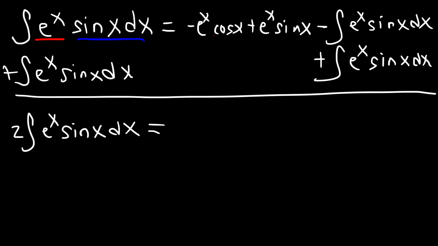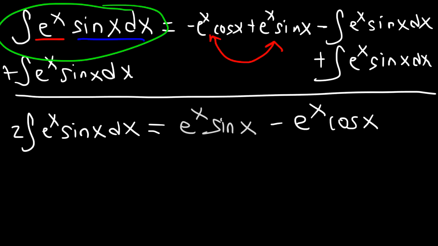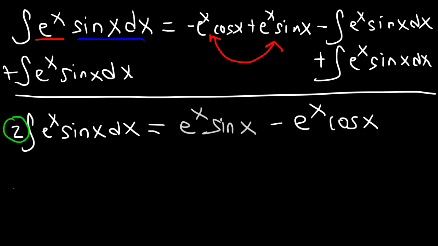Now I'm going to switch the order of these two. I want the positive term to come first. So that's equal to e to the x sine x, and then minus e to the x cosine x. In order to find the integral of this thing, we need to get rid of the 2. We need the coefficient to be 1. So what I'm going to do at this step is I'm going to multiply every term by 1/2.